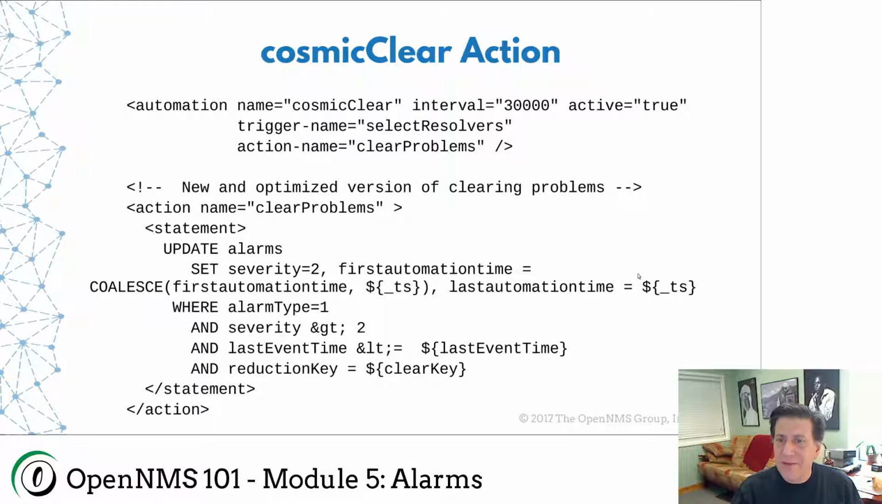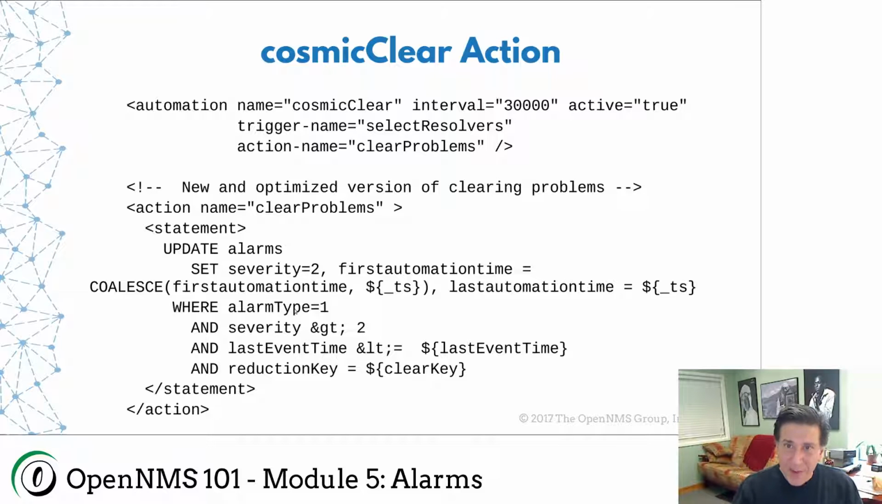Now this other piece here, this first automation time, last automation time, this requires some explanation. When you do automations, remember these are running every 30 seconds and you may have lots of alarms. We want to be able to control how often automations run. So if we do an automation, we want to make sure that it's not run every single time. In this case, we've built that in because we've set the severity equal to 2.